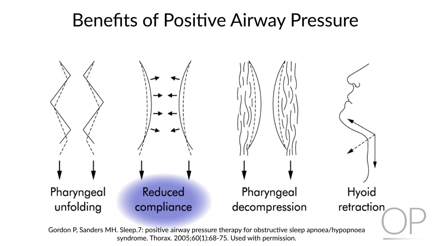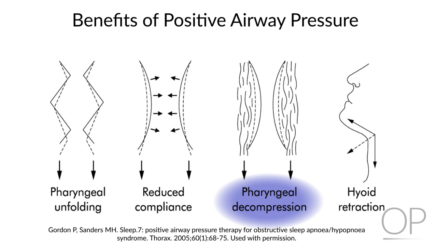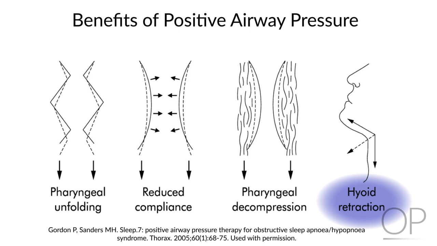It reduces the compliance of the upper airway, decompresses the airway, opens the airway, and also causes hyoid retraction and stabilizes the airway. So a combination of these things leads to stabilization of the upper airway so that the airway is patent, it doesn't collapse, and you can breathe through those airways.